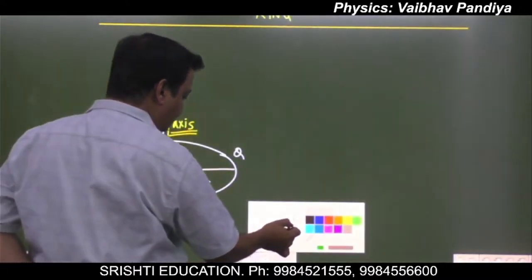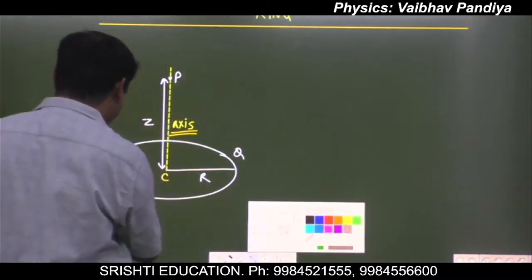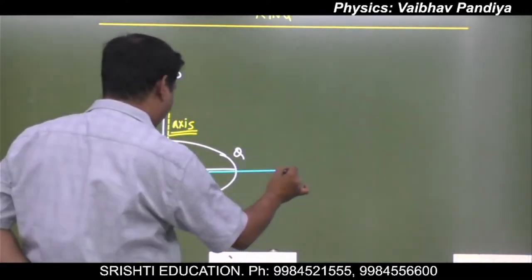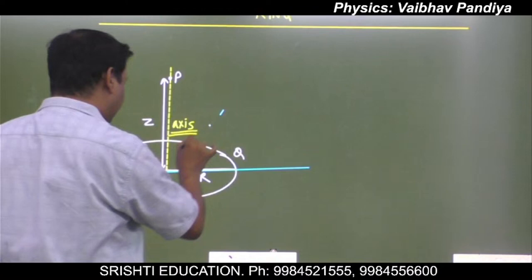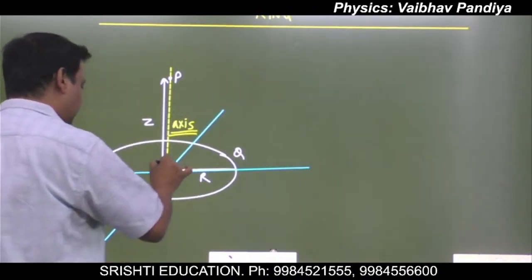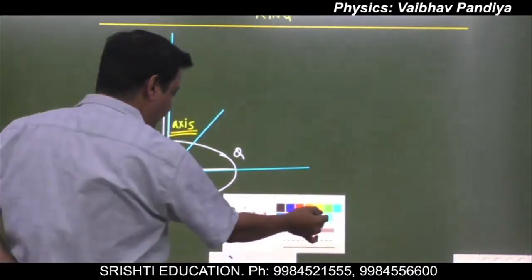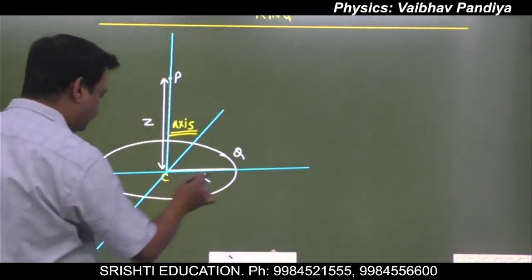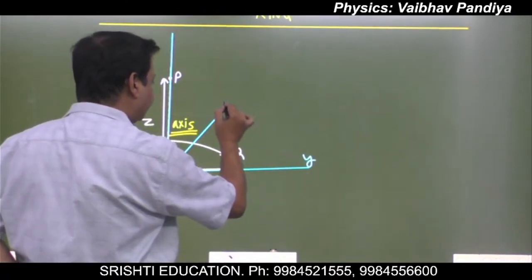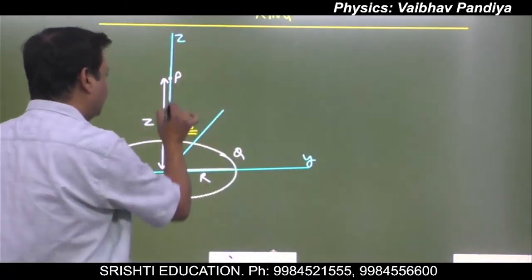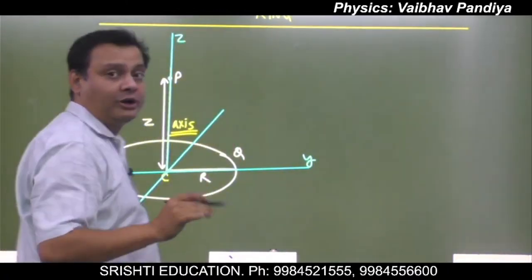Now I'm taking the coordinate system. Suppose this ring is lying in the XY plane. Say this is the X axis, this is the Y axis, and this is the Z axis. And we have to find the electric field at point P. Got it?